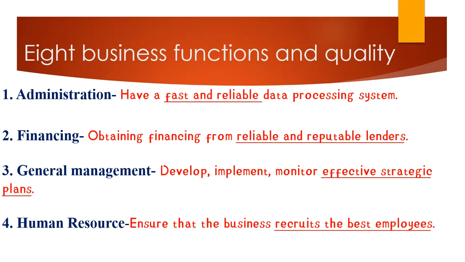Administration, I'm just going to explain what each function can impact on quality. So administration means we want to have a fast and reliable data processing system that will help quality. Financing, financing again has to do with money. We want to obtain financing from reliable and reputable lenders, right? And then we can maintain our quality standards. General management. So the management has to develop and implement and monitor effective strategic plans that will help us maintain quality. And then human resource needs to ensure that the business recruits the best employees.